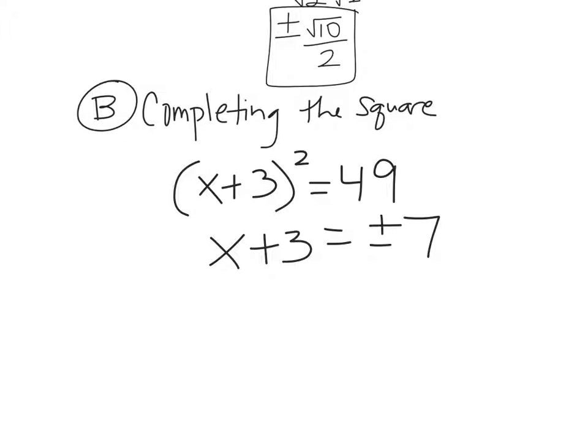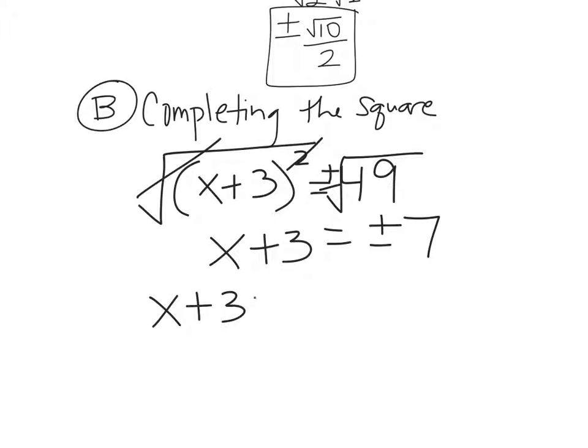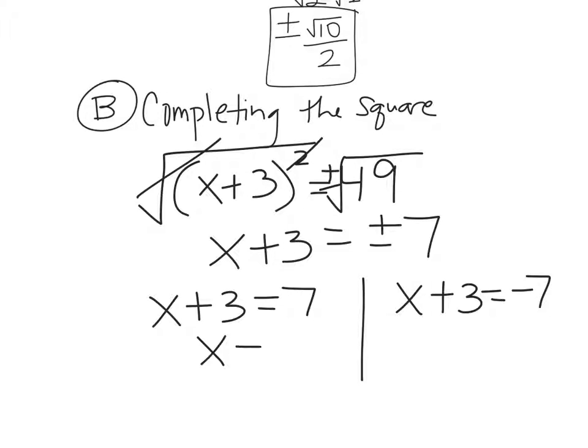Okay? So what did I just do? I did the square root and the square root. The square and the square root cancel out, but when I take the square root of an equation, I have to put plus or minus in front of that. And so what I end up with is two answers. I end up with x plus 3 equals 7, or x plus 3 equals negative 7. So x would equal 4, or x would equal negative 10.